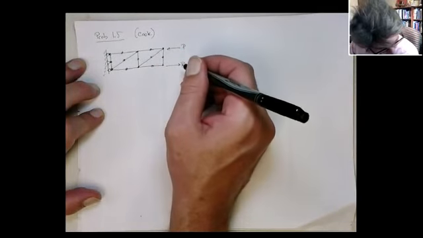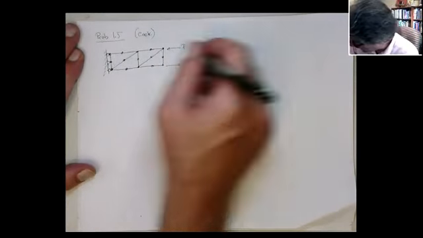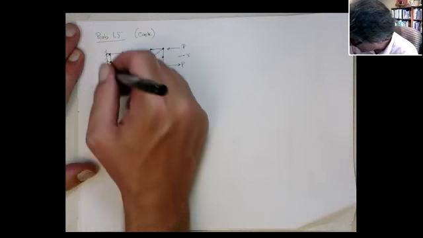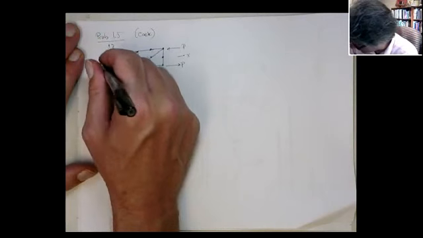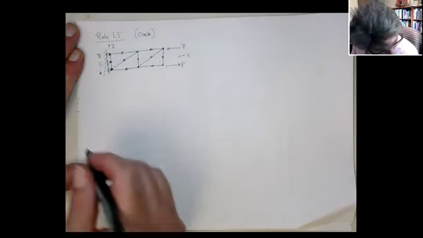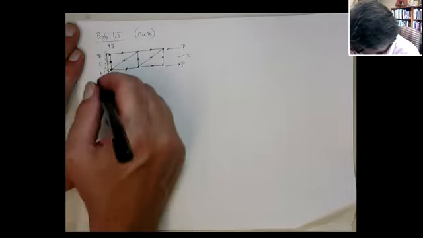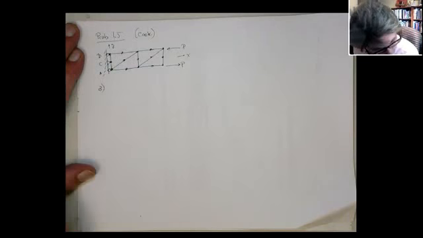What other dimensions do they give us? Well, okay, we're calling this the X direction. This is the Y direction, and we call this points A, C, and B. All right, the first part, they want you to find, in terms of beta, the strains.